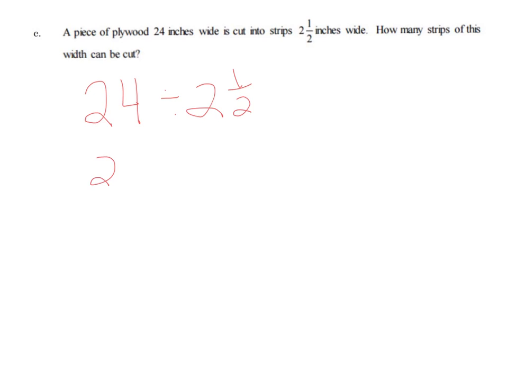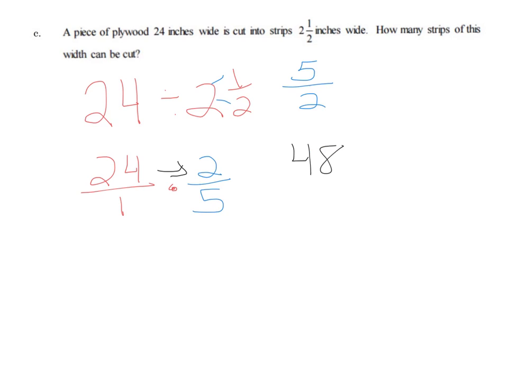So I'm going to write 24/1 times, I have to think, what is 2.5 as an improper fraction? Well, 2 times 2 is 4, plus this 1 makes 5. So 2.5 is the same thing as 5/2. So I'm going to write the reciprocal of 5/2, which would be 2/5. And then I can multiply straight across. 24 times 2 would give me 48. 1 times 5 would give me 5.